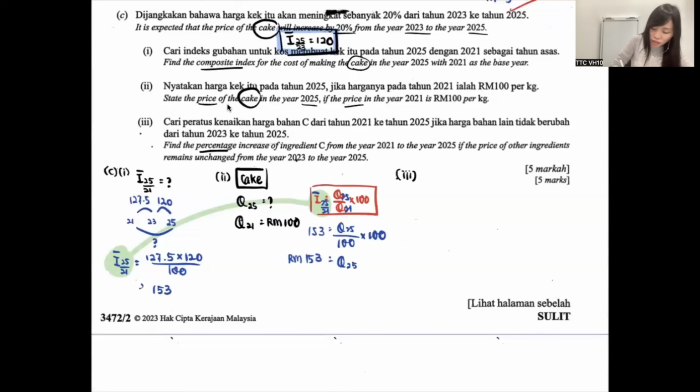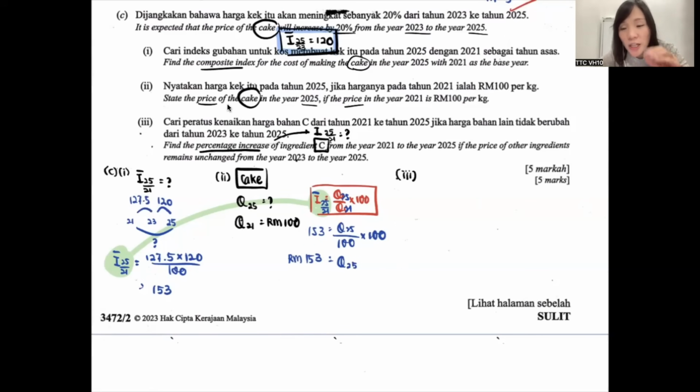Okay, the third one: find the percentage increase. Percentage increase is actually just finding the I. Like when you see an increase of 20%, you're able to write 120. So if I'm able to find the I, I will know how much they increased. So just find the I. They want to find the I for C. Look carefully, it's not cake, just C. 2021 to 2025, so they want I 25 over 21. Later on I'll teach you how.